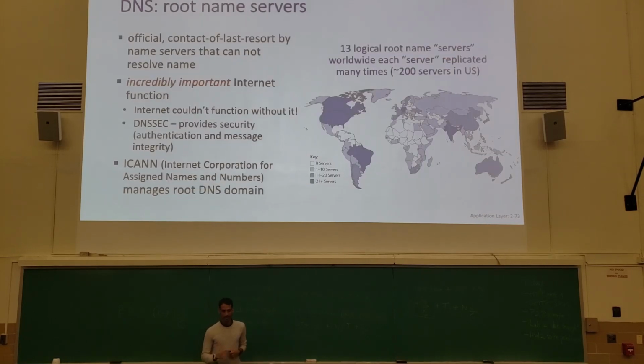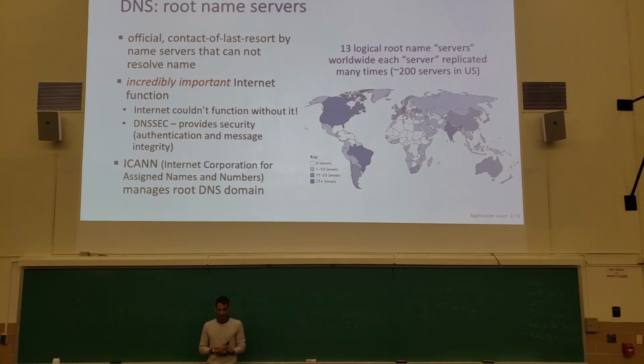Right? That's the hierarchy. Even the root is a distributed database. It's not a single machine thing. Okay? There are 13 logical root name servers. You can query this in NSLOOKUP. You can say type equals root, and it gives you a list of 13 name servers.